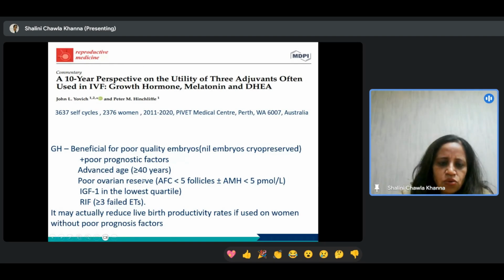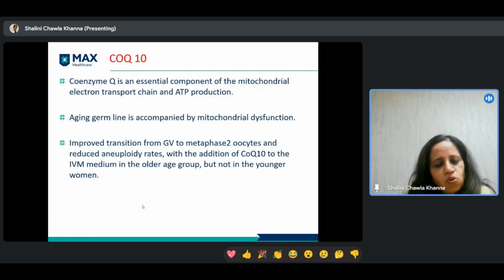So, especially growth hormone, these are basically, I would say, the indications for using growth hormone: maybe age more than 40, AFC less than 5, and 3 RIF. Again, similarly, CoQ10. Now, I think quite a majority of us have started using this CoQ enzyme 10, but are we really justified? Let's see what the evidence has to say.